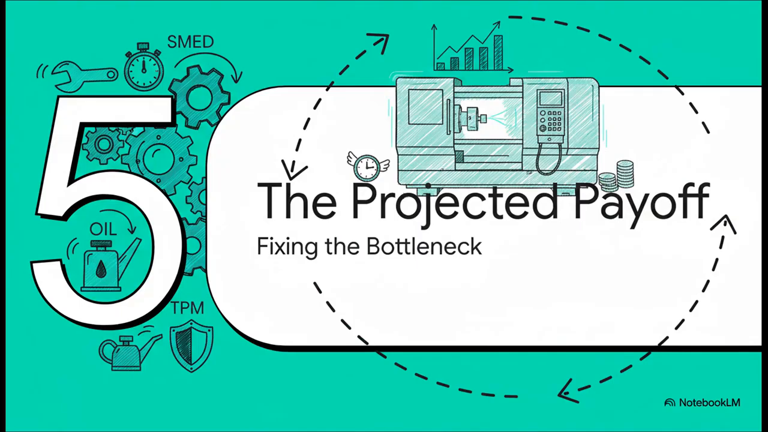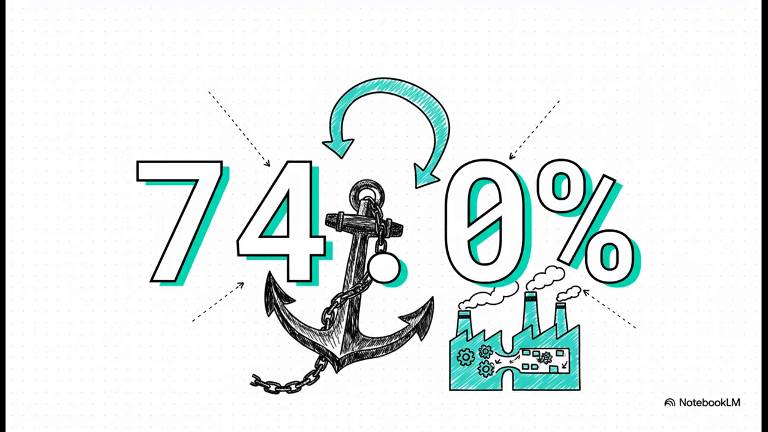Okay, so we've got our two-part plan, SMED and TPM. We attack the setup times, we attack the breakdowns. The big question is, so what? What's the actual payoff? What does this all mean for our problem child, the CNC lathe? So let's just quickly remember where we started. A 74% OEE. That was our baseline, the anchor holding the entire factory back.